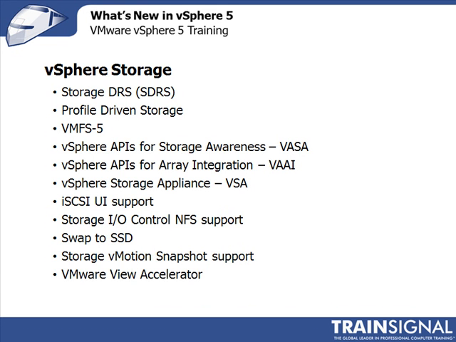VMFS 5, so there's a new version of the VM file system, or the VMware file system. So it goes from version 3 to version 5. I'm going to talk about some of the enhancements. vSphere APIs for storage awareness, VASA. So VASA is typically used in conjunction with profile-driven storage. What VASA does is create APIs for storage vendors that allow the storage vendor to tie into vCenter, so that vCenter understands the underlying storage.